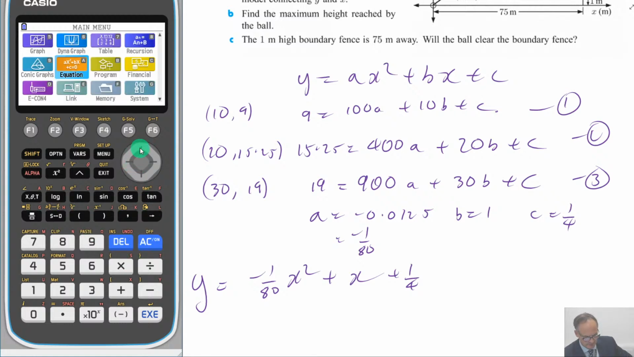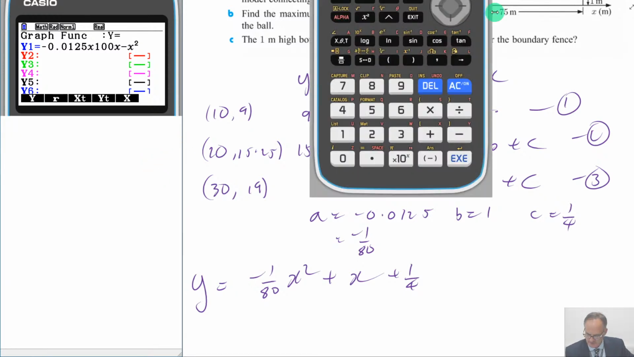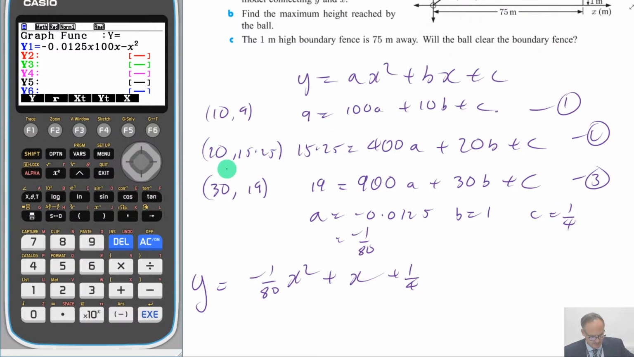Move it to the graph button. Eventually I'll get there. Here we go. Put it into the graph one. And we're going to type this in. So what was that value? It was minus, let's put the decimal in, it's easier. There we go. X, let's just go and delete all the rest.